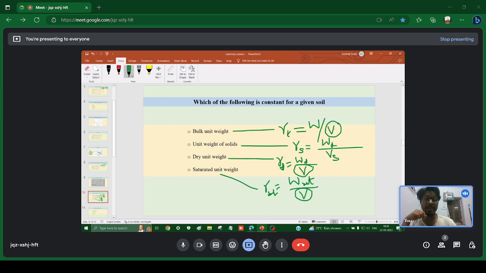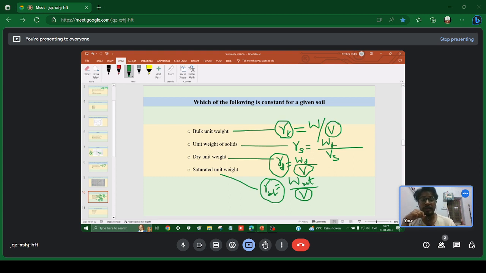So I can say if V is not constant, if V is variable, then gamma T, that is the bulk unit weight, gamma D, the dry unit weight, and gamma sat, the saturated unit weight, these three are all variable. These will not be constant for a given soil, because any moment air or water can get expelled out due to any force.